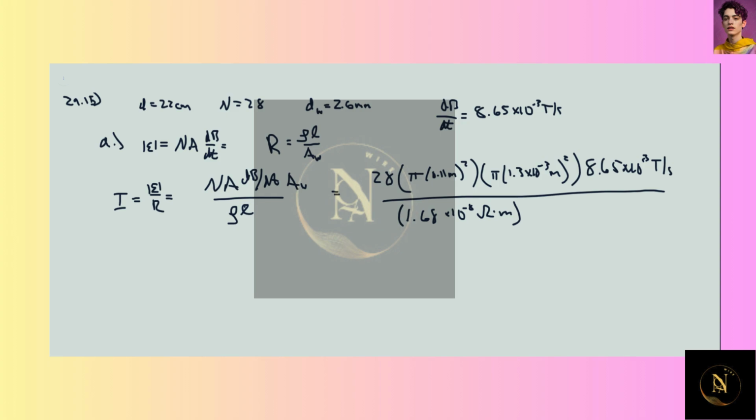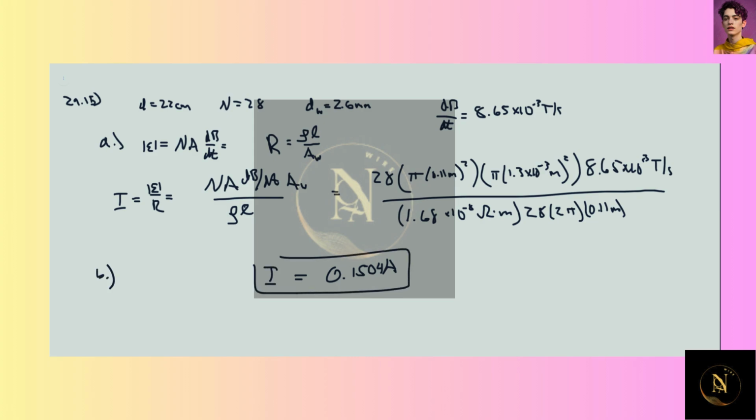Okay, and now the length is 28 times the circumference, because it's a circle that goes around 28 times, and the circumference is given by 2 pi times the radius. Now we have everything, and everything is in SI units. So this comes out as 0.1504 amps. And that is our current.